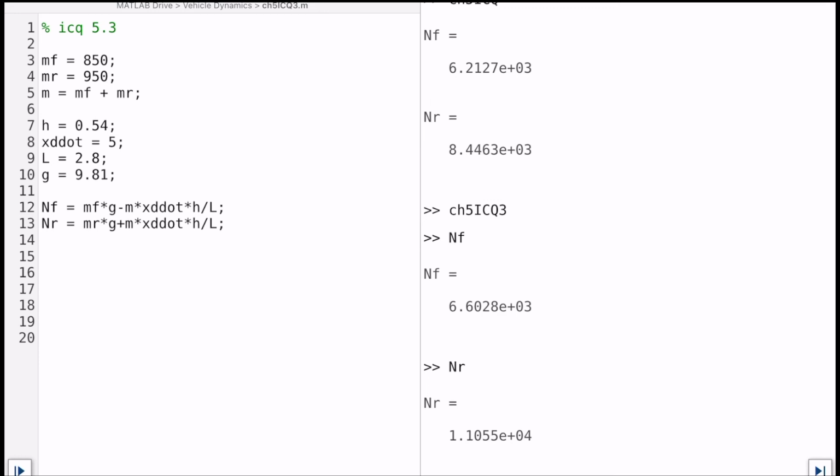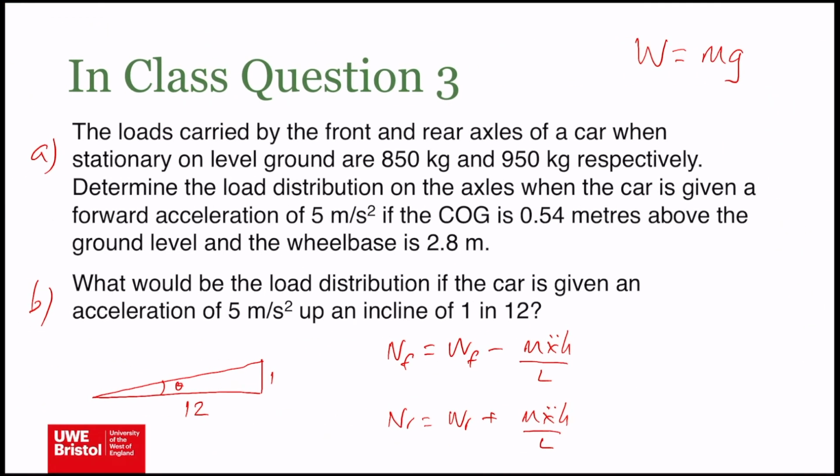So my weight transfer in the front, I've got 6,602.8 for the front, and then 11,055 at the back. So if I go back to my presentation, okay, so those are the values for part A.